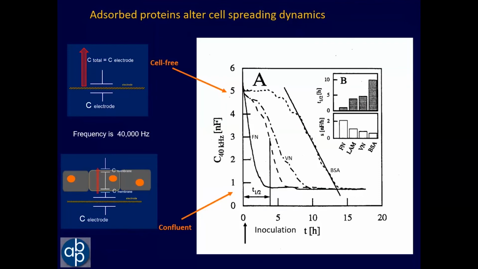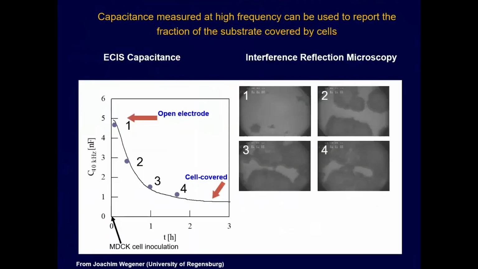But if you look at this in more detail, as Professor Wegener shows at the University of Regensburg, if you monitor high-frequency capacitance and watch cells attach and spread and see that drop in capacitance, and at the same time measure using microscopy the area of the electrode that's covered with the cells, it turns out that the capacitance we measure is linearly related to the electrode surface coverage by the cells.